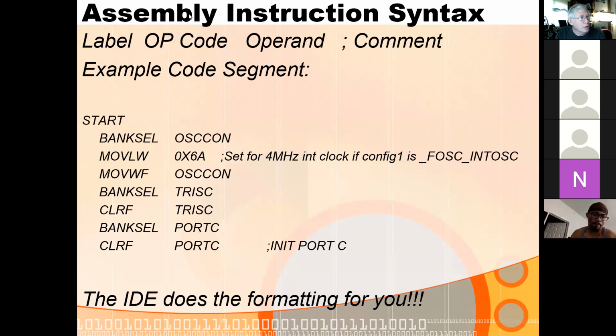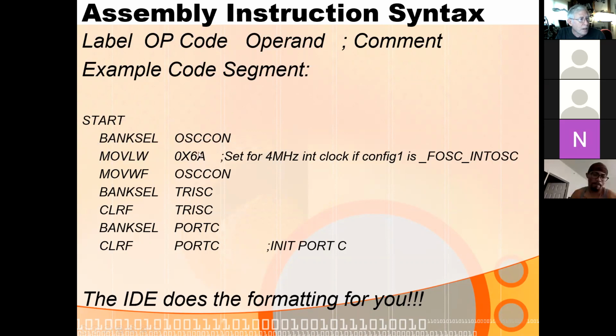So again, the format: if we have a label, it starts in location 1. Otherwise, don't put anything in location 1. And then we have an opcode. Then we have an operand. In this case, our operand was the OSCON. Now, this is a compiler directive, not an instruction, but here, MOV literal to W 06A, this is an opcode. And then this is the first operand, and there's not a second operand. And then we have a semicolon, and we finally have our last field, which is a comment. Set for 4 megahertz internal clock.